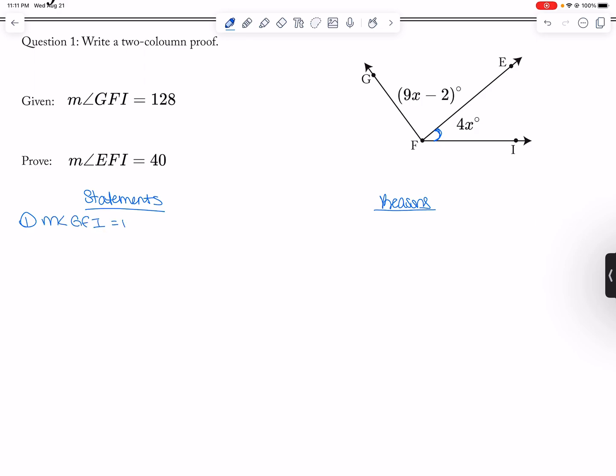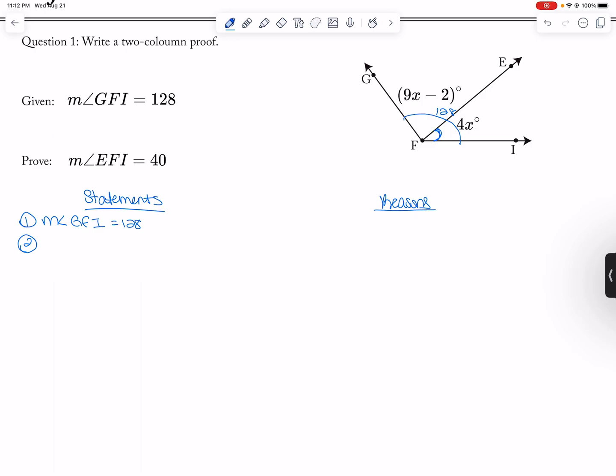Angle GFI is equal to 128, right? So this whole angle is 128. Okay, well, what do we know? And I haven't started writing out any of my reasons yet, for a reason.